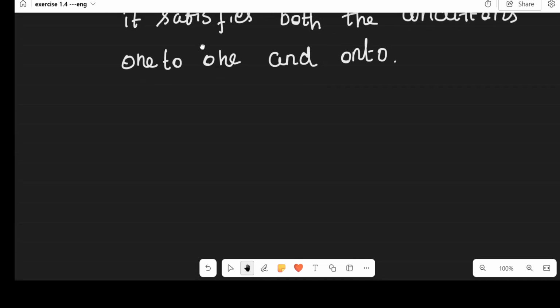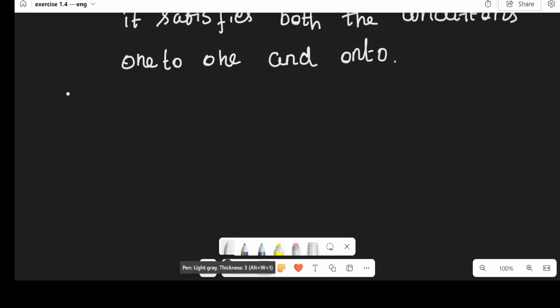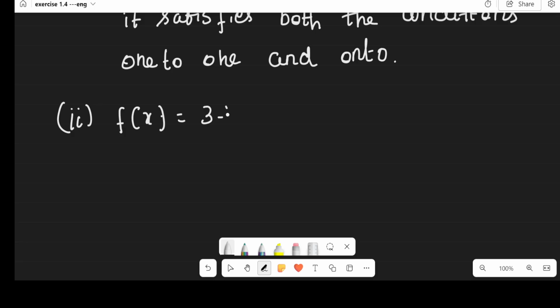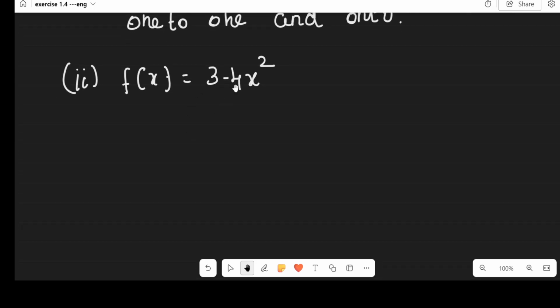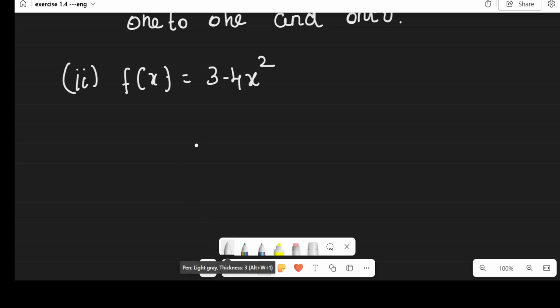What is the next question? The next function is f of x equal to 3 minus 4x square. Here also we are going to check whether this function is bijective. For that we need to check whether it is a one-to-one function and an onto function. If it satisfies both, we can say this is bijective. Okay. Now we are going to check one-to-one first. I am going to follow the same thing I followed in my previous question.